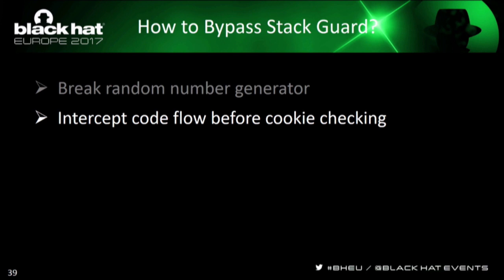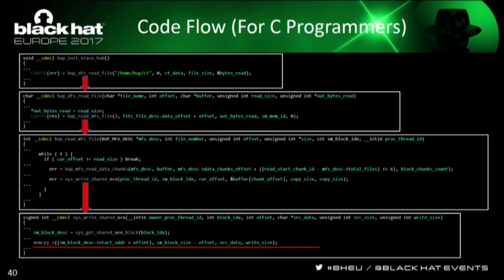And the next idea was to intercept code flow before the changed value of the cookie is checked. This was a good idea, but very hard to realize. Let's start from code sequences. To explain it, let's start from the call sequences that the BUP DFS read file function has. As we can see, it calls another function which we named BUP read MFS file.